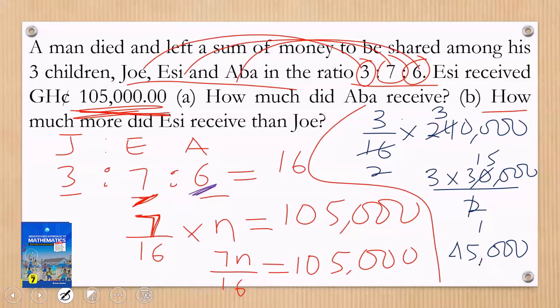Now, if Joe received 45,000, comparing Joe's amount to that of AC, we want to know how much more AC received than Joe. So it's a matter of just picking AC's amount, which is 105,000, and then we subtract 45,000 from that. And when we do that, we are going to get 60,000. That means AC received 60,000 more than Joe. And it's obvious because Joe's ratio is 3 compared to 7. 7 is huge.